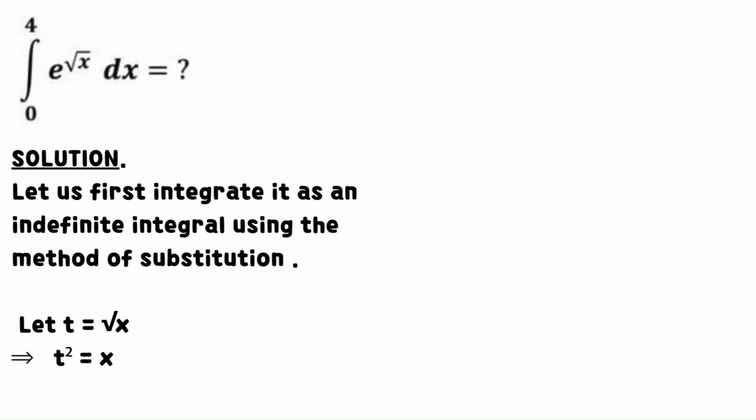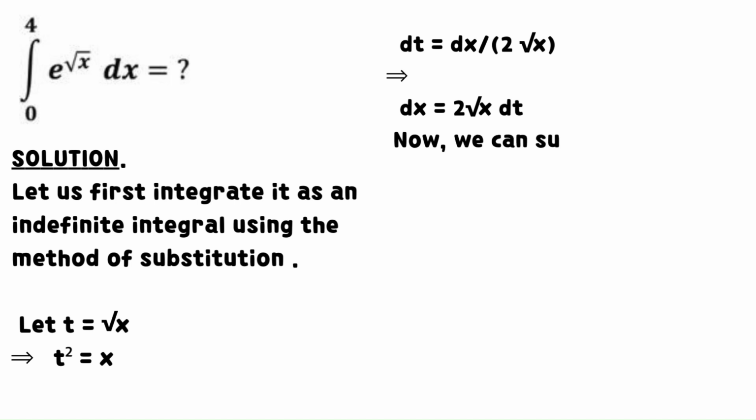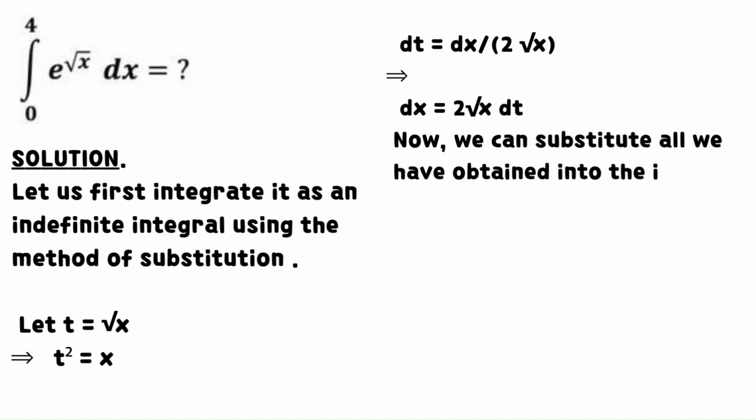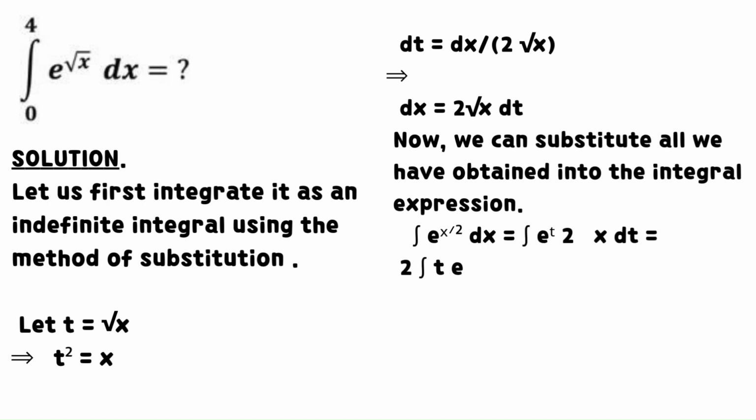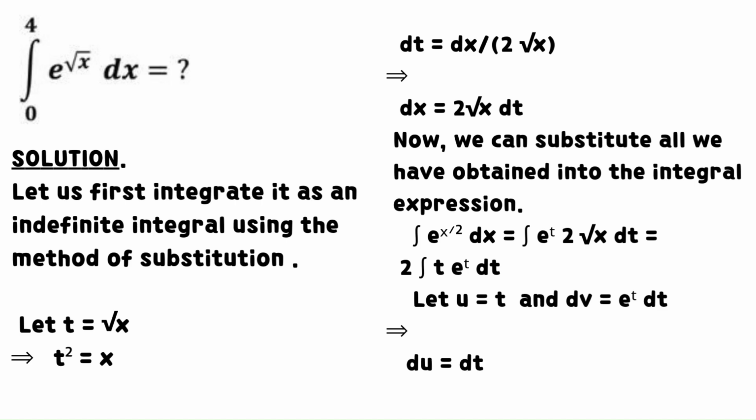By squaring the equation, we have that the square of t equals x. dt equals dx divided by 2 times the square root of x. Make dx the subject of the formula. It implies that dx equals 2 times the square root of x, dt. Now, we can substitute all we have obtained into the integral expression.